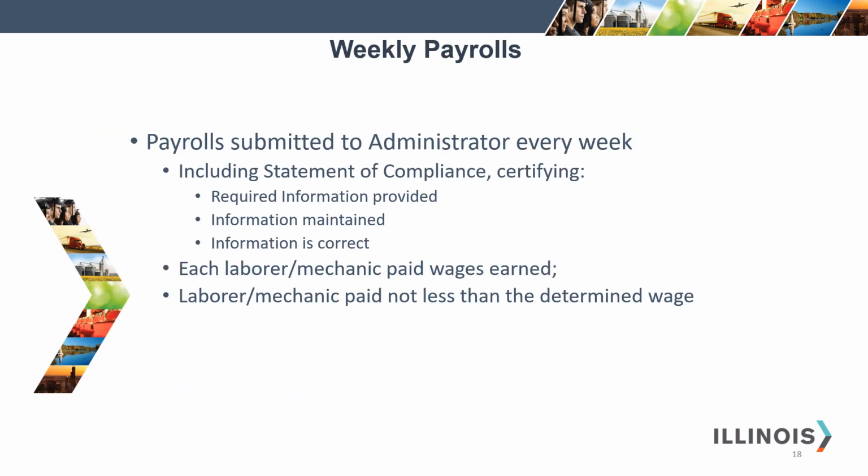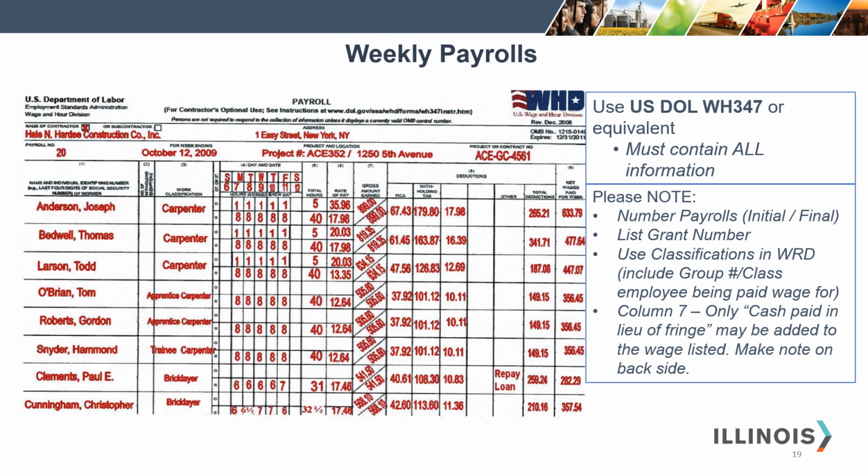Okay, so the prime contractor submits all payrolls to the administrator weekly, including the statement of compliance, certifying that the required information is provided, information is maintained, and the information is correct. Each laborer and mechanic was paid for wages earned, and was paid not less than the determined wage. On your screen is an image of the U.S. Department of Labor payroll form, WH 347.